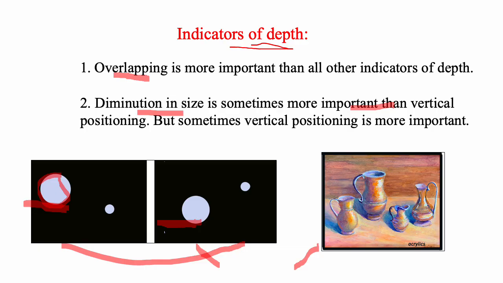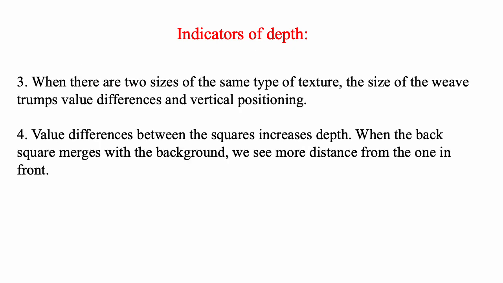But in this case, vertical position is more important. This pot is in back because it's higher on the page than this pot, even though this back pot is bigger than the one in front. So in this case, vertical positioning is more important. Now, when there are two sizes of the same type of texture, the size of the weave is more important than value differences and vertical positioning.